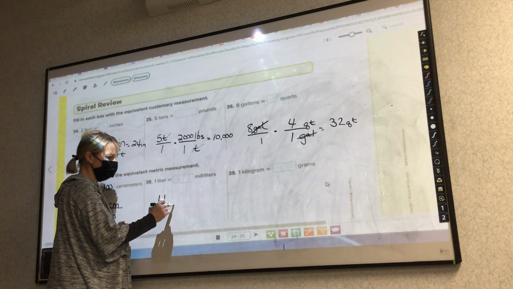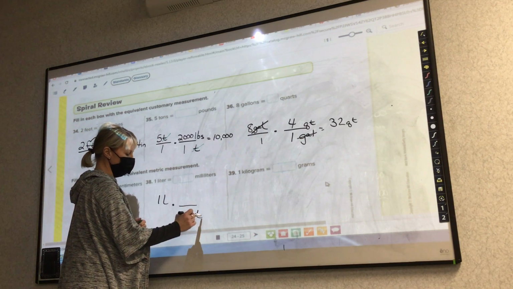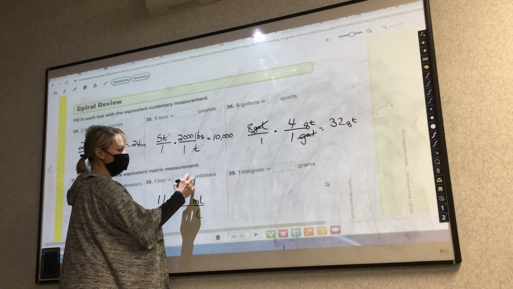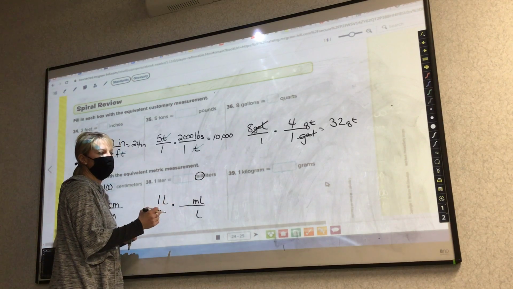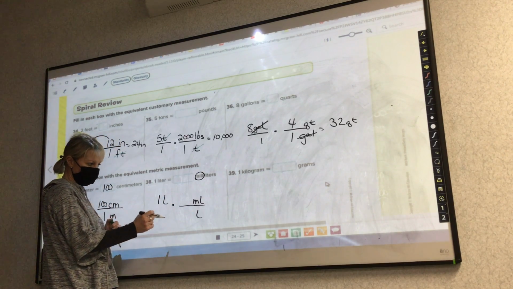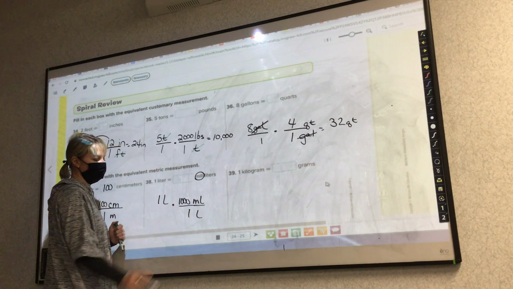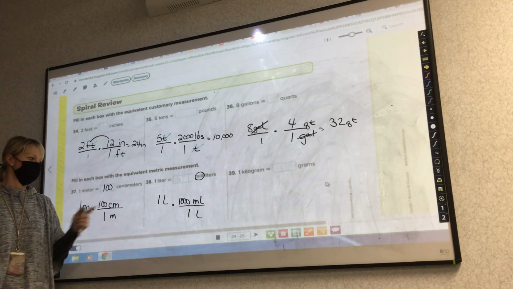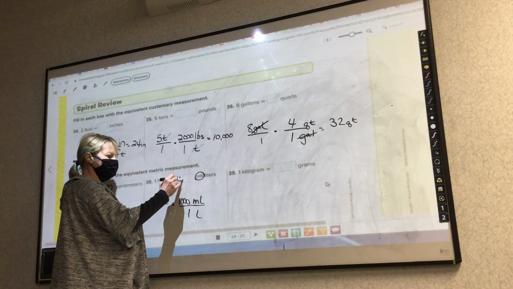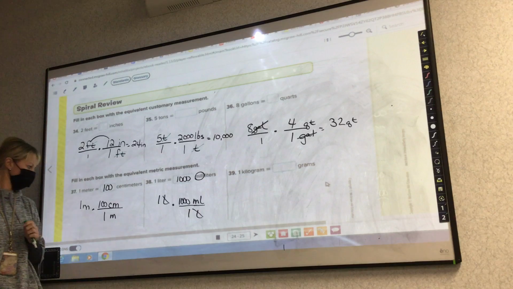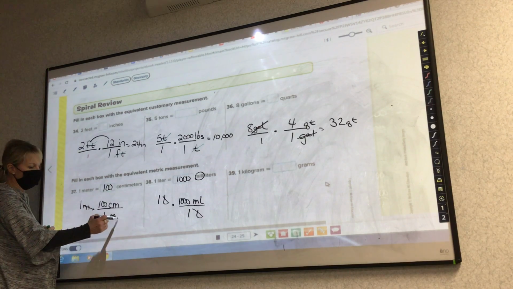1 liter. Liters need to be on the bottom. Milliliters need to be on top. Milli means 1,000. So there's 1,000 milliliters in 1 liter. So 1 liter equals 1,000 milliliters, because the liters cancel each other out. Meters over here canceled each other out.